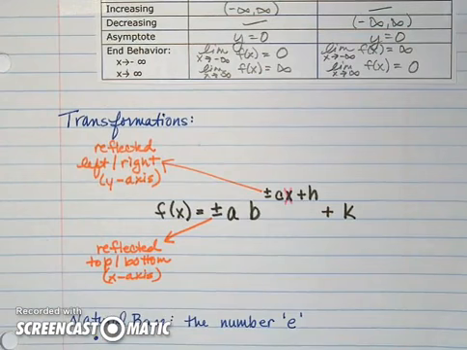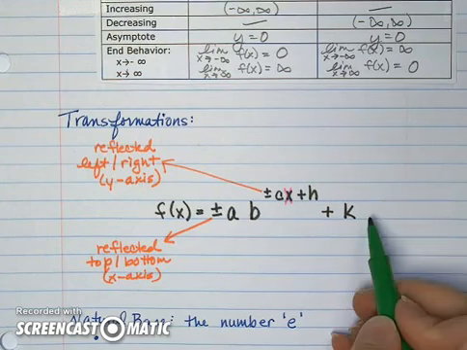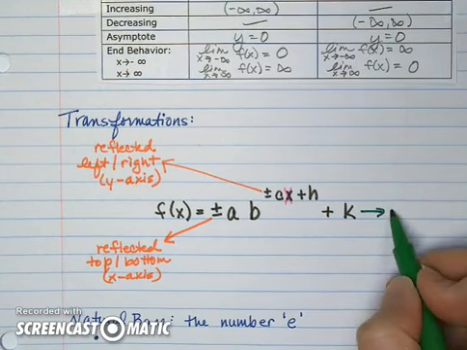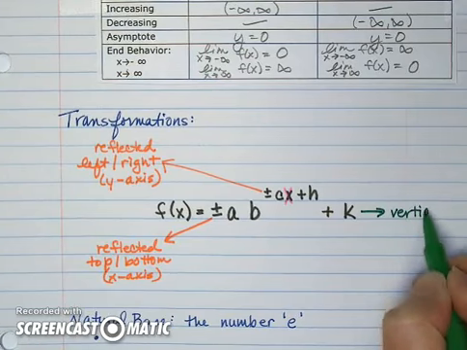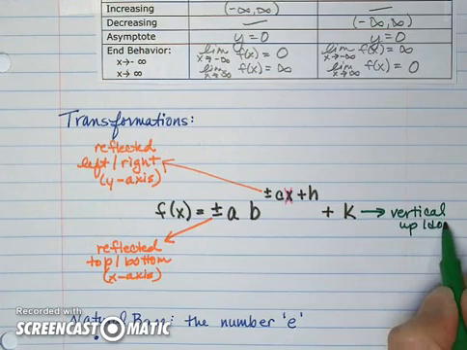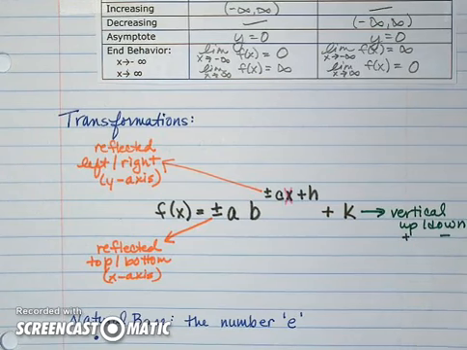Let me switch colors here. Let's do some green. So if it is vertical, this change right here is moving it vertically up or down. All right, if it's stuck out there on the end, it's up, it was positive. It was down, it was negative.